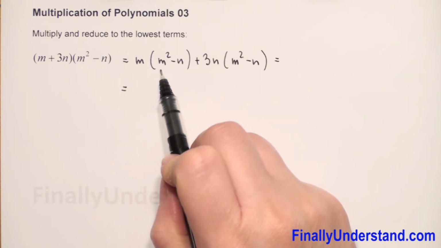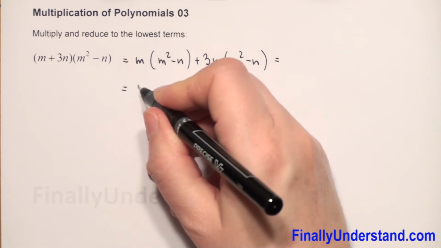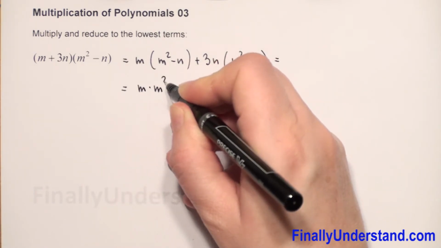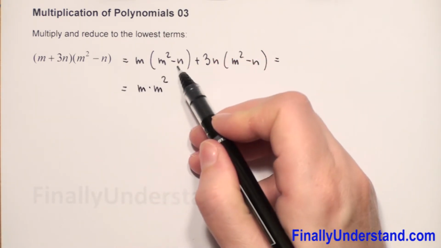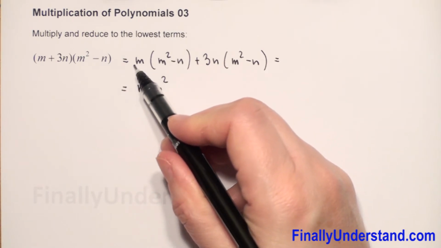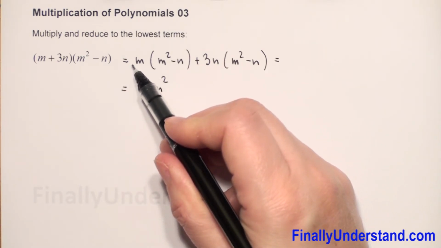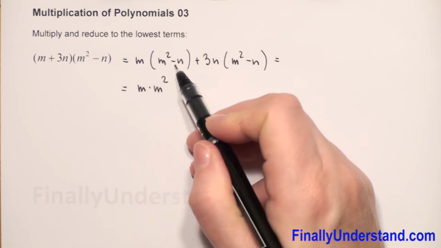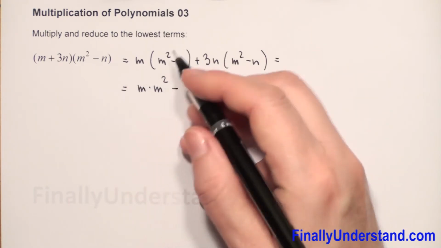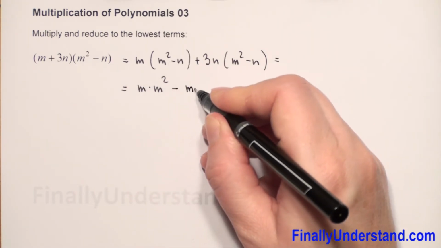So m will be times m squared, m times negative n. Because we don't have here any sign, it means m is positive. Positive times negative gives me negative. And we have to copy mn.